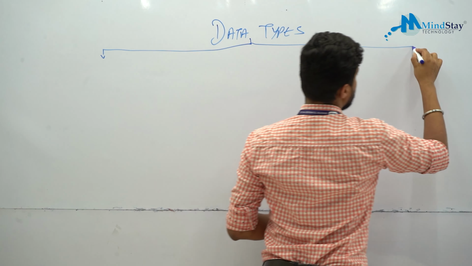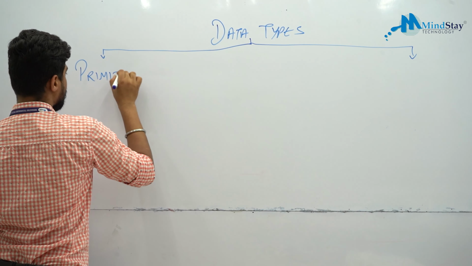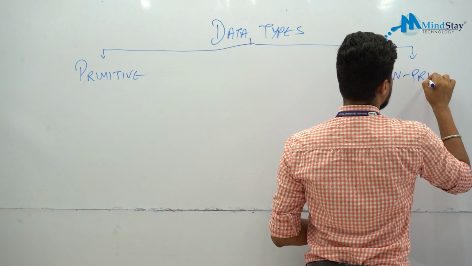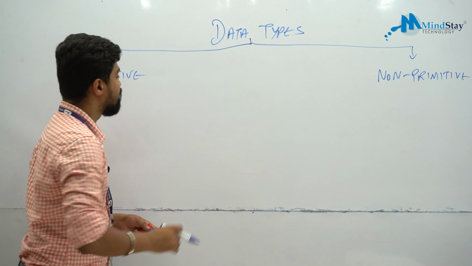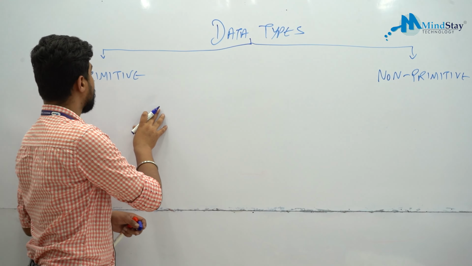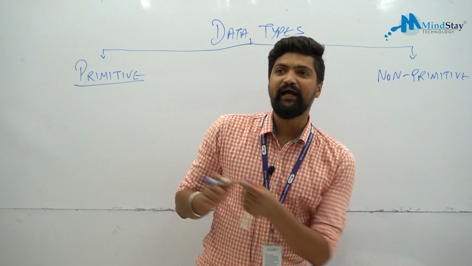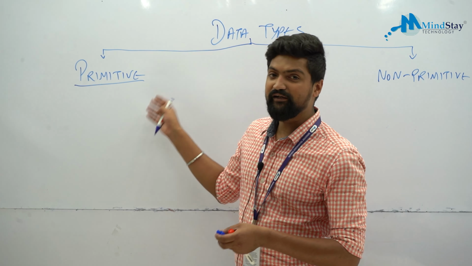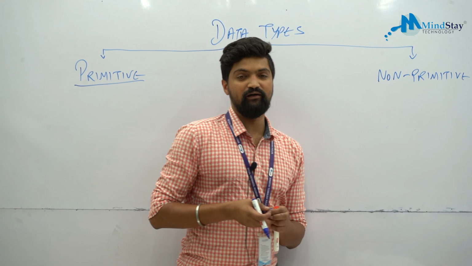Let us say the first one is primitive, the other one is non-primitive. Now what is the difference between primitive and non-primitive? Something which the system has defined for us is what we call primitive, like int, double, character data type, decimal data type, all of that is system defined, right? So that is what we call primitive. Now something we create of our own is basically non-primitive.